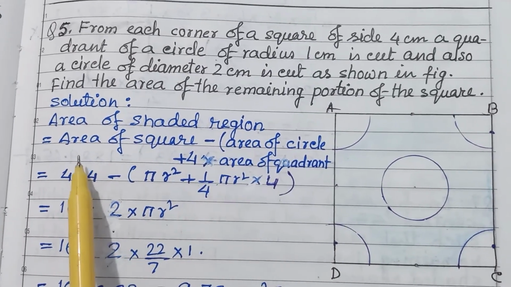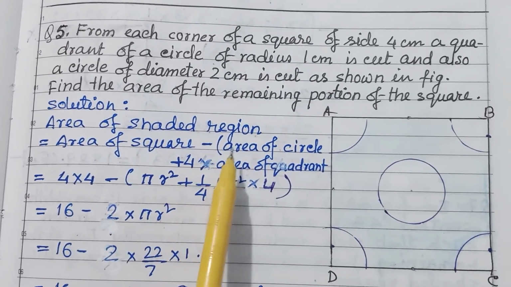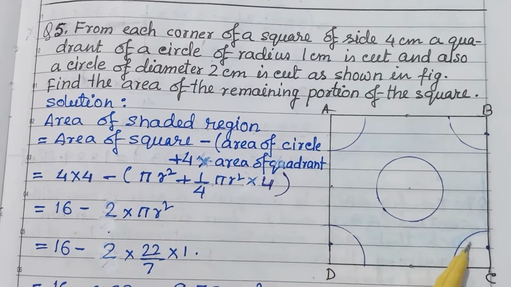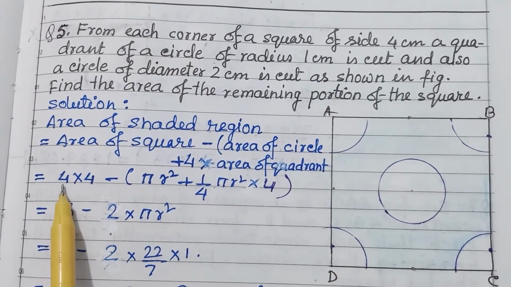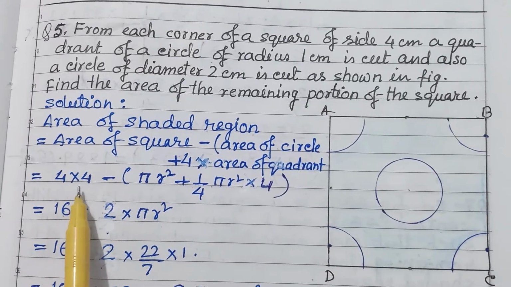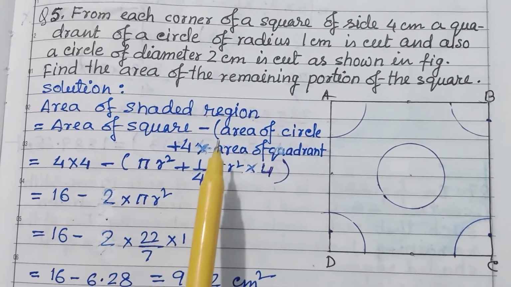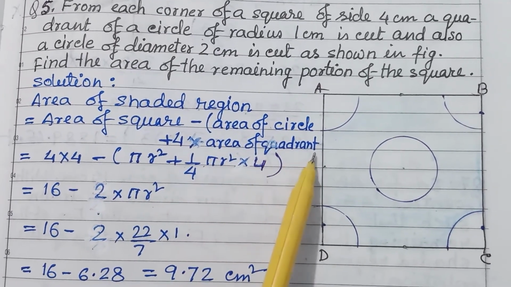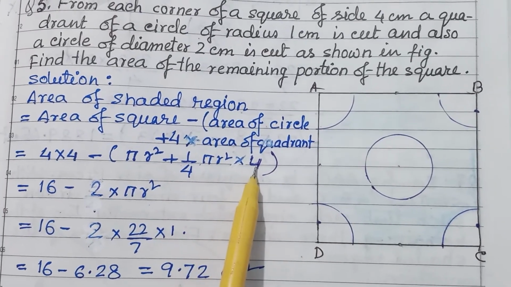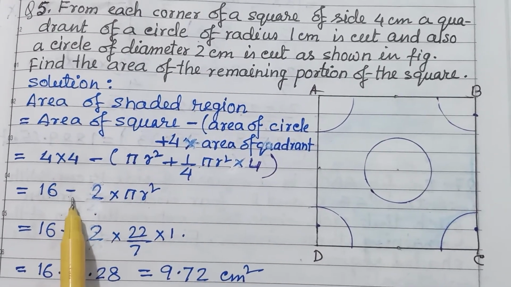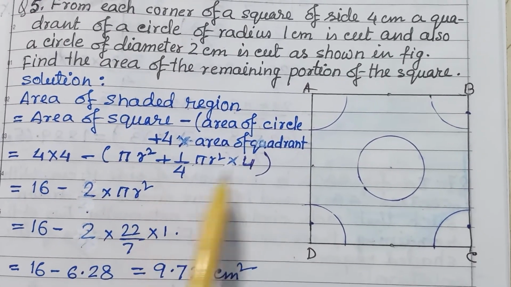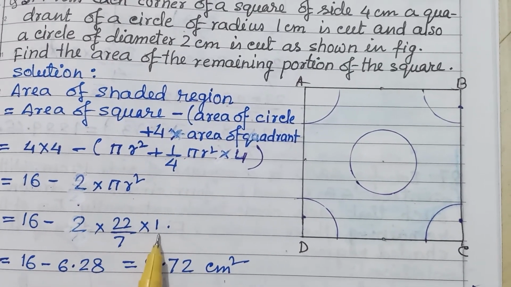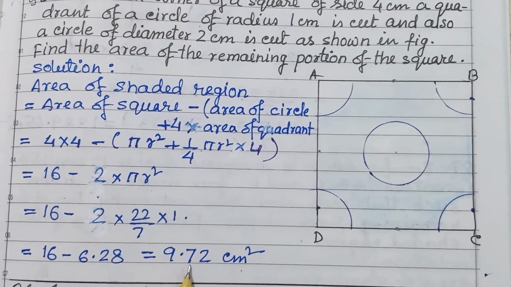Area of the shaded region is equal to the area of the square minus the area of the circle plus 4 into the area of a quadrant. So the area of the square is 4 into 4, side square, minus the area of the circle, pi r square, and 4 times the area of a quadrant, 1/4 pi r square into 4. So 16 minus pi r square, and the 4 cancels, so it is 2 pi r square. So 16 minus 2 into pi into 1, that is equal to 9.72 centimeter square.